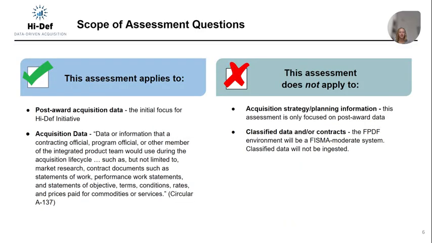Before we dig any deeper, a quick note on the scope. This assessment applies to post-award acquisition data, which is the initial focus for the HiDef initiative. This includes data used by contracting and program officials throughout the acquisition lifecycle, such as contract documents, terms, conditions, rates, and prices paid. What it does not apply to is acquisition strategy and planning information or classified data, as the FPDF environment will be a FISMA moderate system and classified data will not be ingested.